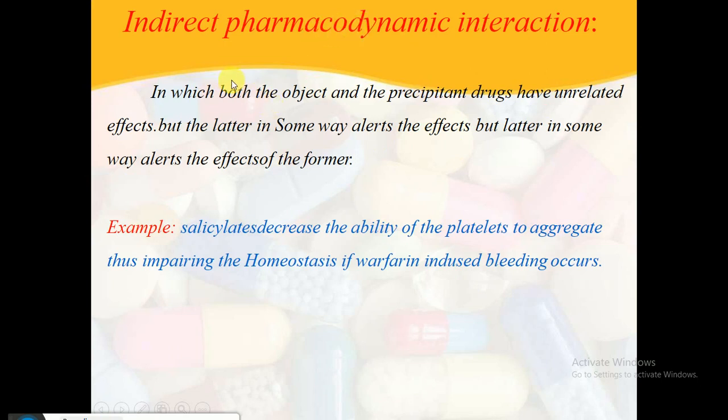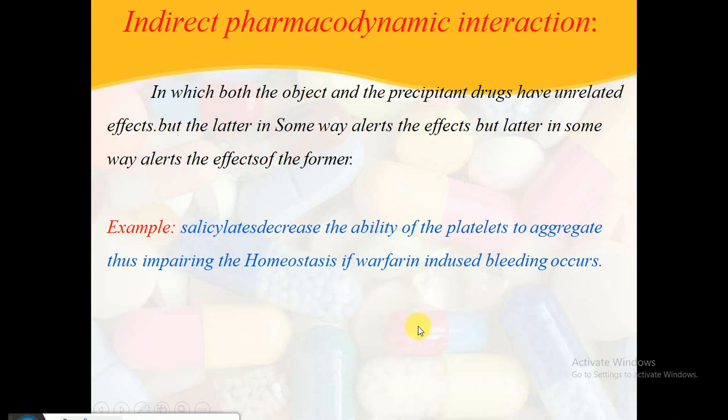Indirect pharmacodynamic interaction is one in which both the object and the precipitant drugs have unrelated effects, but the latter in some way alters the effects of the former. For example, salicylates decrease the ability of platelets to aggregate, thus impairing hemostasis. If warfarin is given, bleeding occurs.